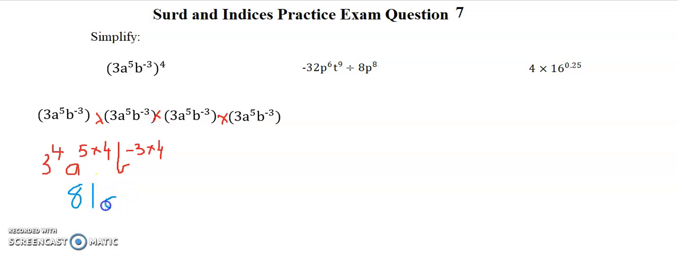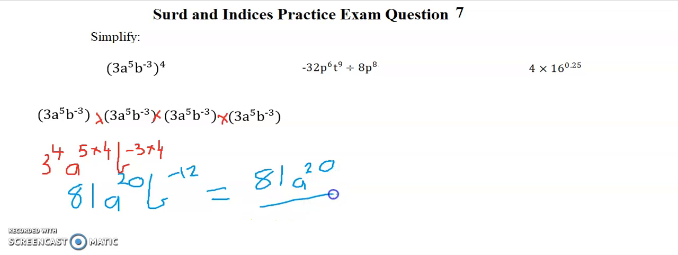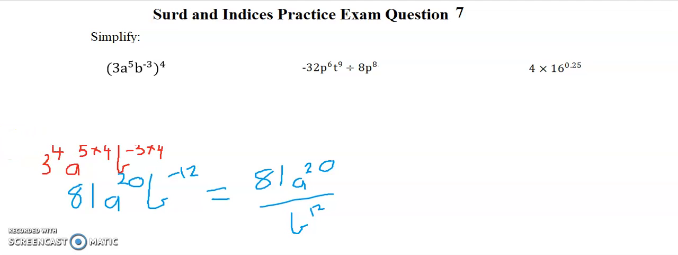Then we've got a to the power of 5 times 4 is 20. And b to the power of negative 3 times 4 equals negative 12. We can rewrite that because we like to make it positive, so that becomes 81a^20 over b^12, and that is our answer. So let's continue with the second question.